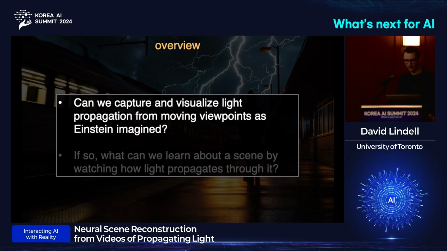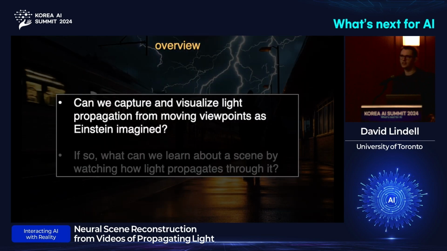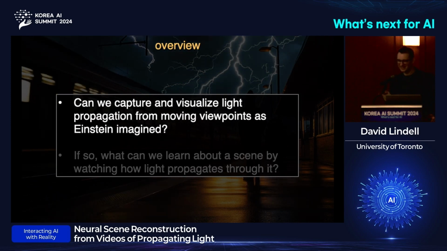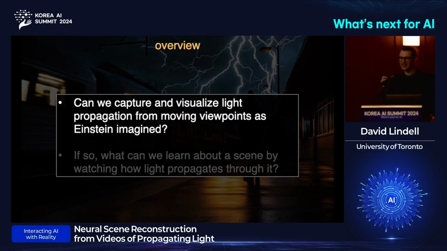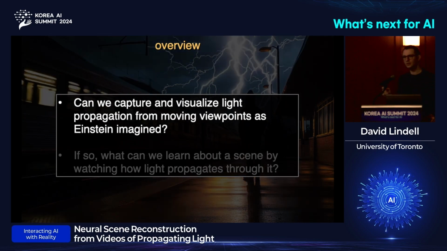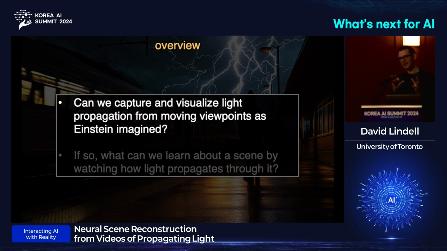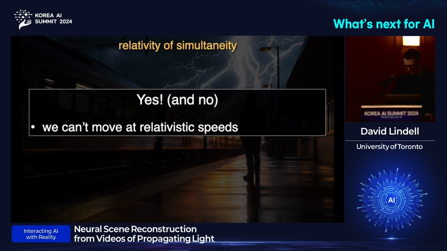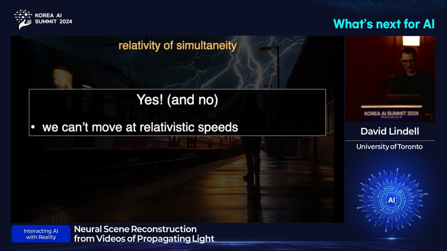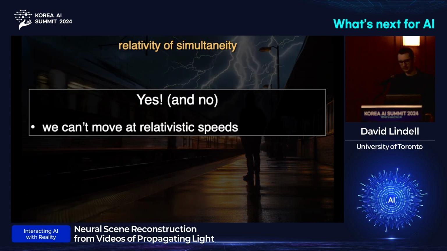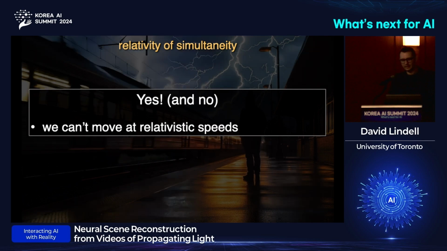Okay. So the answer to this first question is apparently yes, but actually it's no. We can't capture exactly what Einstein predicted would happen because this video is not actually captured by a camera moving at close to the speed of light. In fact, I wish we could capture that, but our laboratory equipment doesn't quite support that. So what are we missing here?